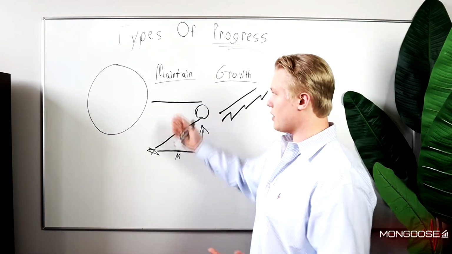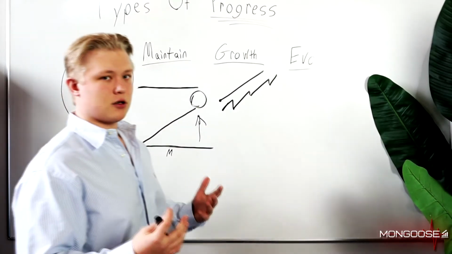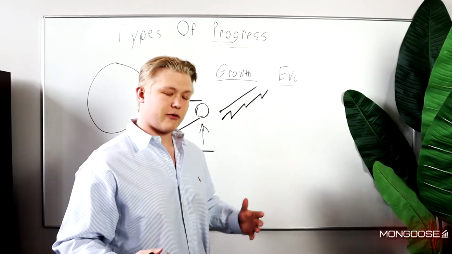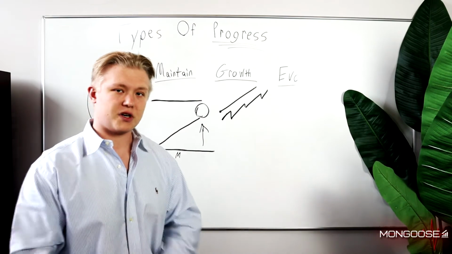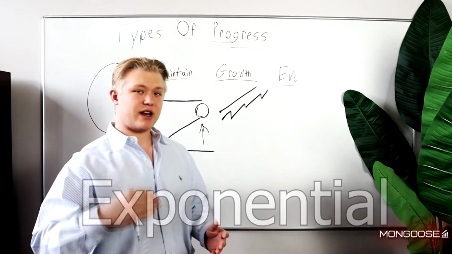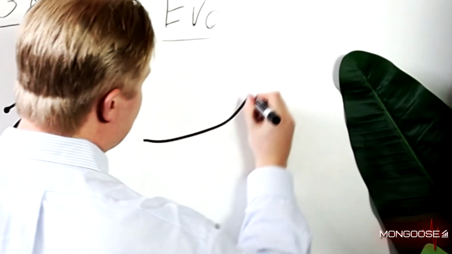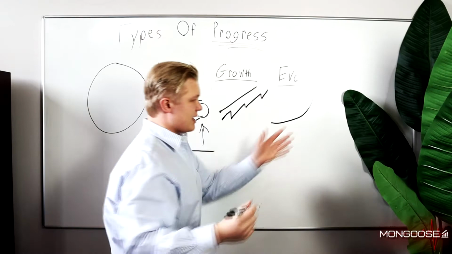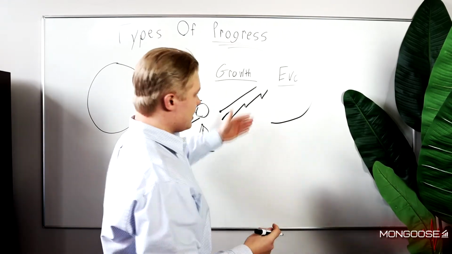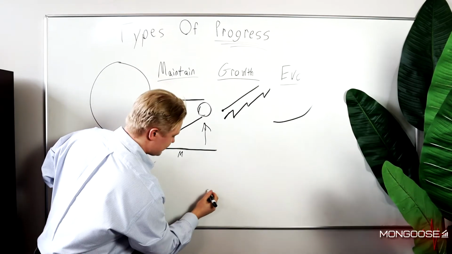So now that we've gone over our maintenance slope and our growth slope, what does our evolutionary task slope look like? Well, if you remember from before, I brought up the word exponential. Exponential is an increasing rate of change, right? So your line should look something similar to this. It doesn't have to be as drastic. It may be longer, it may even be shorter. I'll redraw it right here so you guys can see.